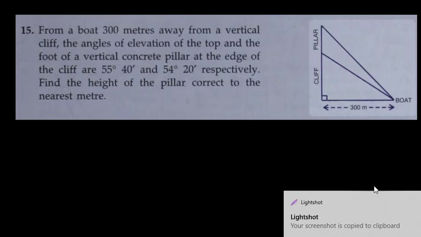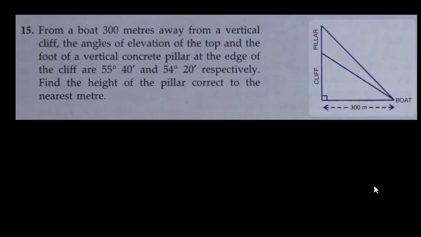Now question number 15 is: from about 300 meter away from a vertical cliff, the angles of elevation of the top and the foot of a vertical concrete pillar at the edge of the cliff are 55 degree 40 minute and 54 degree 20 minute respectively. Find the height of the pillar correct to the nearest meter. This problem is exactly the same as the last problem we have done, so I am not solving this problem.